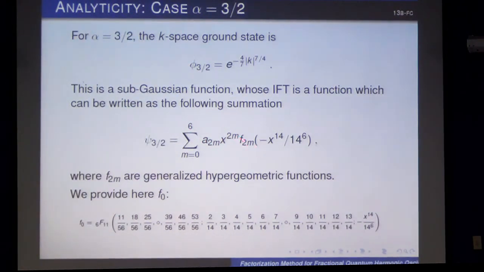This, for example, for m equals 0, you have this F0 here. It has six hypergeometric parameters in the numerator, and you have 11 hypergeometric parameters in the denominator. And you see there is a certain pattern here. It's 11 plus 7, which is related to this 7 here. Suddenly you have a hole here. But there is a clear sequence. And also here you have a hole, more or less about half of the sequence.